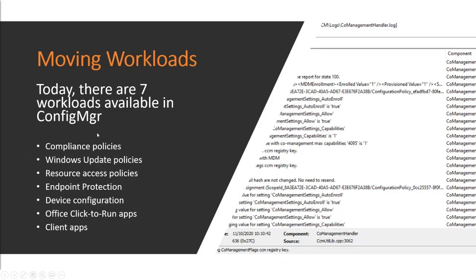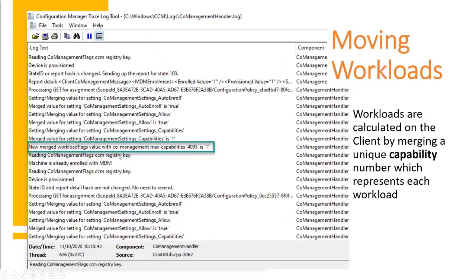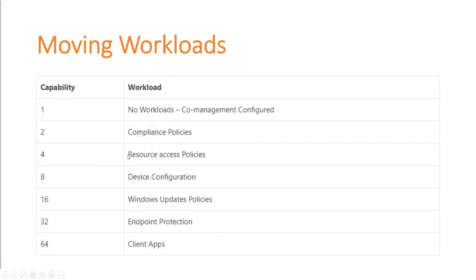Well, we have 7 workloads today. Compliance policies, Windows update policies, resource access policies, endpoint protection policies, device configuration policies, and we have 2 app workloads. We have Office 365 apps and client apps. Okay, so a workload is basically given a value or a capability.